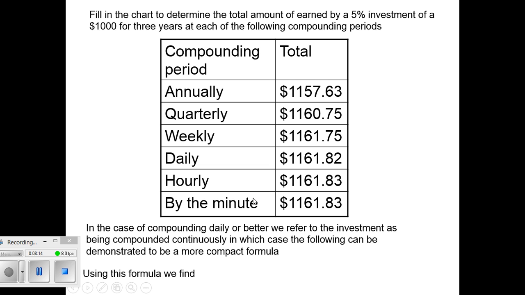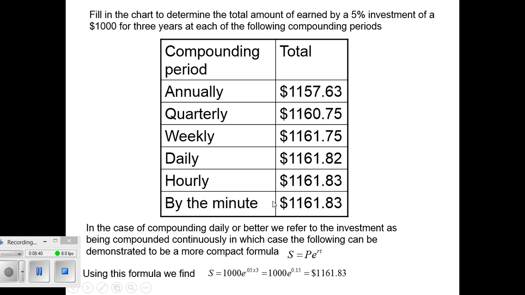Hourly, n is 365.25 times 24. Minutely, oh my God, come on, n is equal to 365 times 24 times 60. And you can see it doesn't really change much, though there is change beyond the second decimal place, but it's dollars and cents we're dealing with anyway.